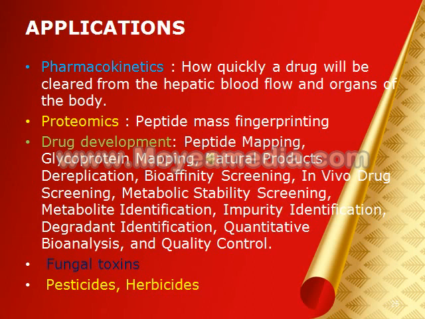In proteomics, like peptide mass fingerprinting, we can detect the peptide chains with the help of high pressure liquid chromatography. They are used in glycoprotein mapping, natural products, bioaffinity screening, in vivo drug screening, impurity detection, degradant identification, quantitative bioanalysis, and quality control. Apart from this, they are used in fungicide detection, in the pesticide industry, and herbicide industry also.